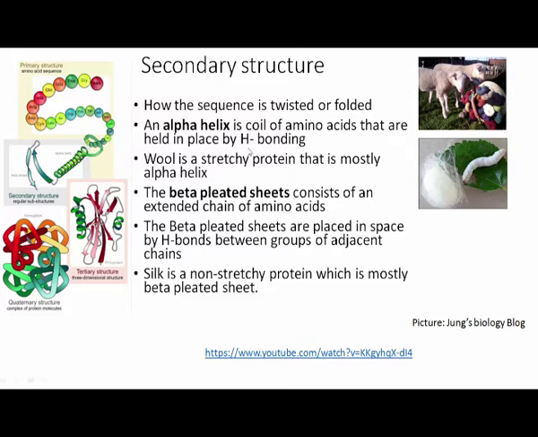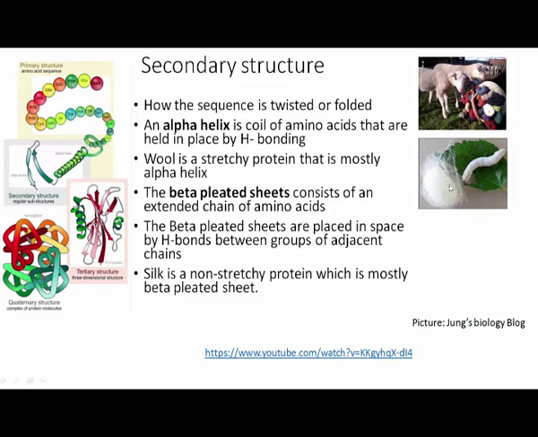A classical example of such a hydrogen bonded alpha helical structure is, as I just told you, wool. This is a structural protein, wool, which is obtained from sheep. These are stretchy proteins that are mostly alpha helical in nature. Now, as I said, there can be a beta pleated sheet, which is shown right here. A beta pleated sheet consists of an extended chain of amino acids, and one classical example of a beta pleated sheet is silk. It is obtained from the silkworm. This is also a protein.